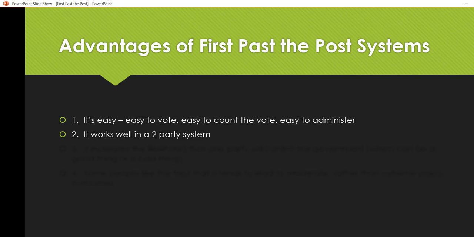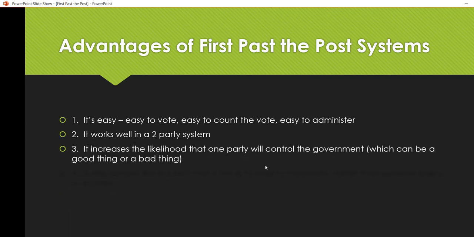It works very well in a two-party system. If there are two major political parties that represent the political ideology of most of the people living in that country or living in that state, single member first past the post systems work very well because generally speaking, one political party will probably control the government, which we assume means that that party reflects the wishes of the majority of the people. And then in the next election, if the people decide they don't want that party to be in charge, they can vote for the other party to be in charge.